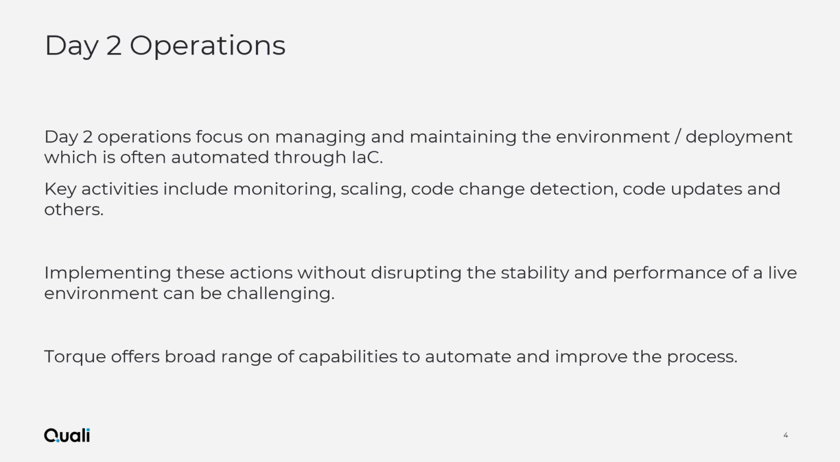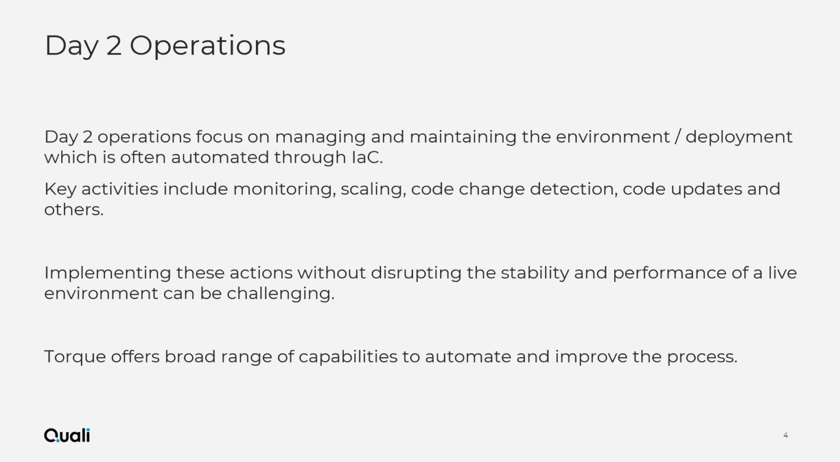So what are some of these? Key activities include monitoring, scaling, code change detection, code updates, and others. For example, you have an application, and the application code advanced in the source control, and now you want to update this application without terminating your environment. On a live environment, you want to update the code. So how do you do it?